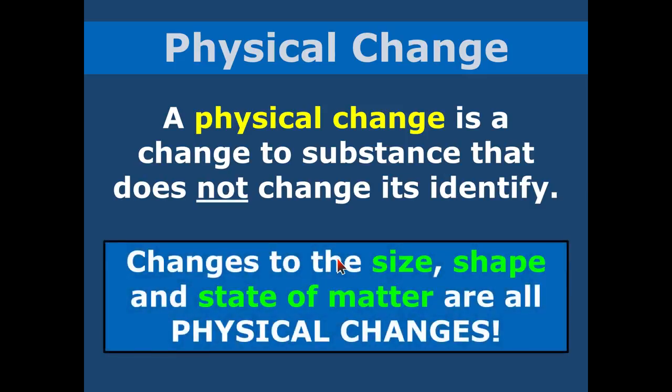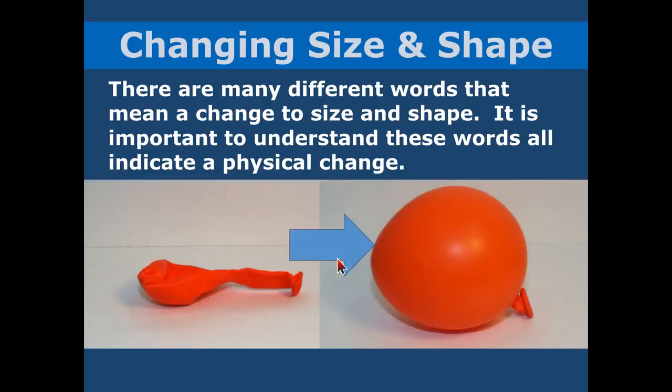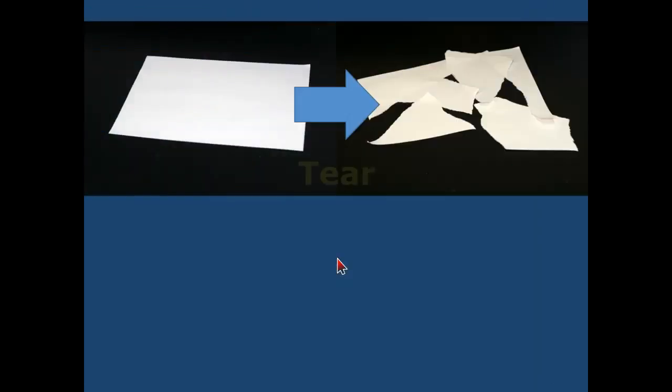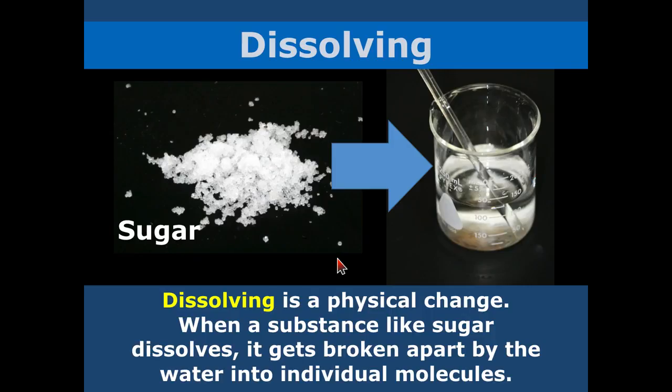change the identity. It changes the size, shape, state of matter, but all of these are considered physical changes. It does not change it on a molecular level. There are many different words that mean to change size and shape, like stretching, for example, as you see there, compressing, shattering or breaking, tearing, ripping, dissolving.